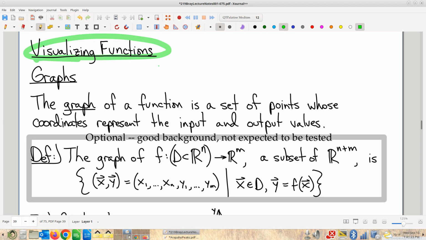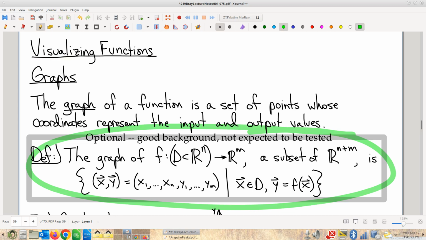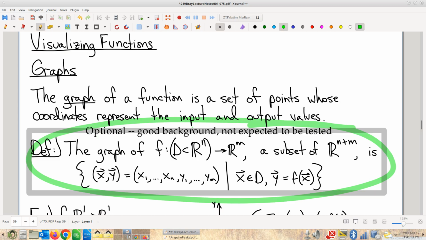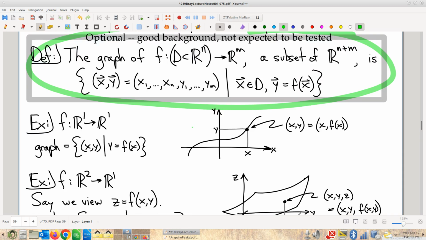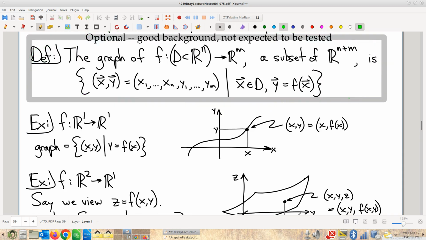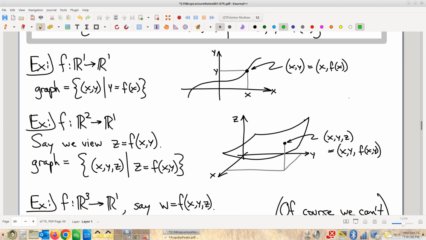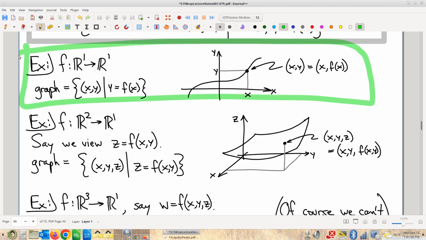Y'all have seen graphs before. This is technically the definition, if we want to get real precise about what we mean by the graph of a function. I think that's a little hard to work with. It's sort of clunky notation. We don't really need that for our purposes, so I'm going to kind of show you by examples. Okay, so this is what you're already very familiar with, I assume.